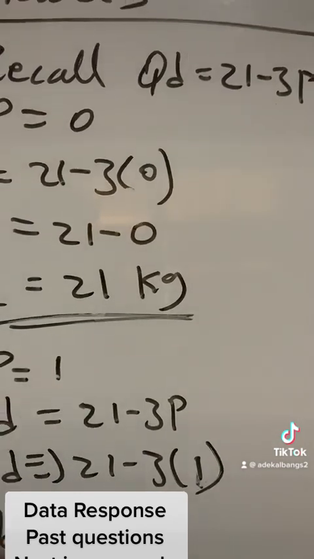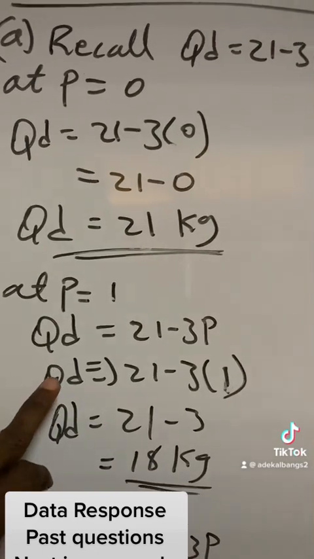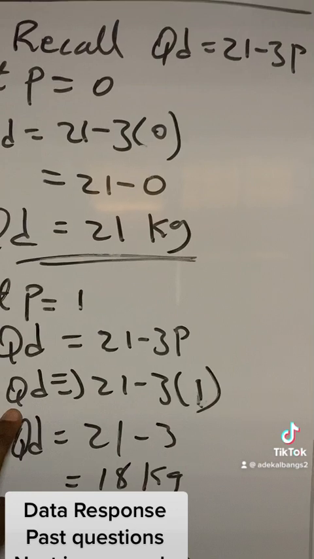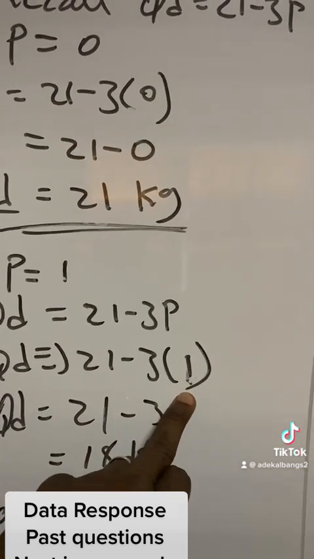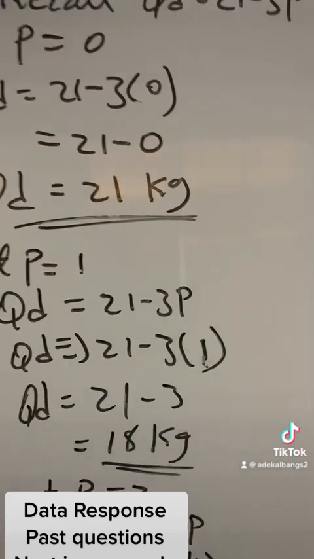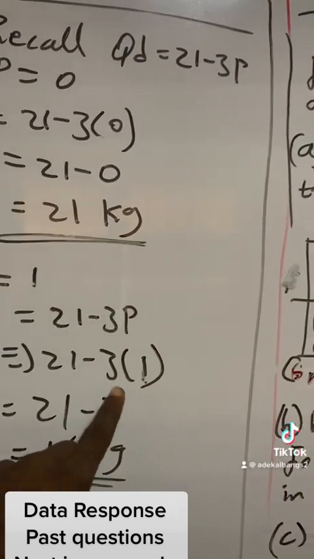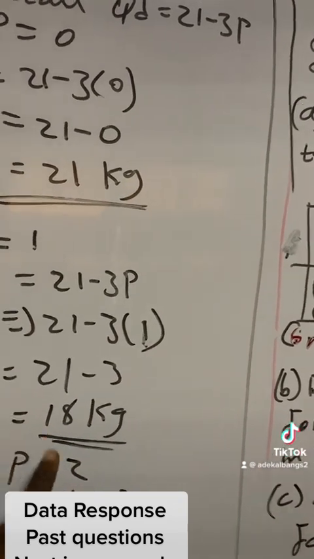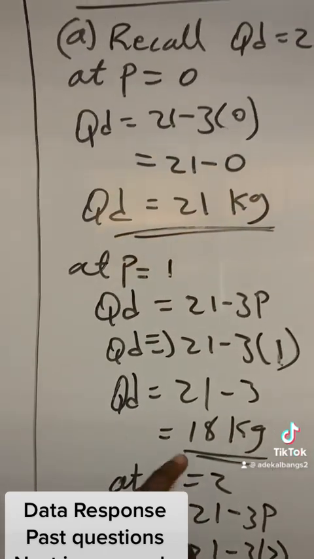At p equals to 1, when the price increases to $1, quantity demanded is a function of 21 minus 3p, and quantity demanded now implies 21 minus 3 into 1. Because p is equals to 1, you remove p and replace it by 1. Then you have 21 minus 3, because 3 times 1 is 3, and so 21 minus 3 is 18 kilograms.